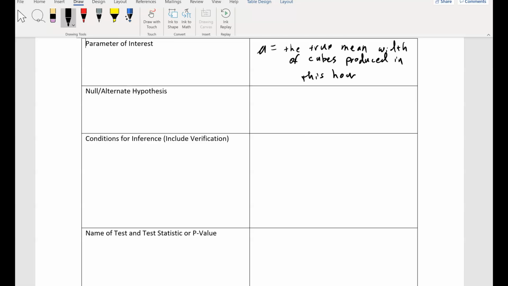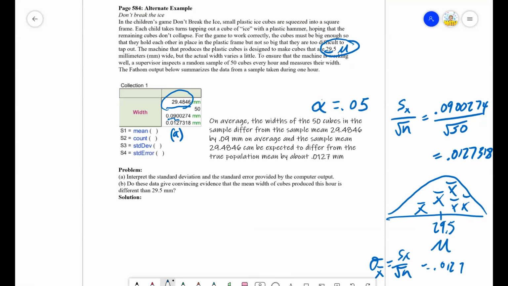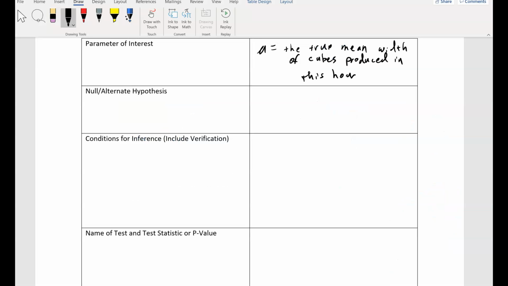Right? Because if we look at the question here, produced during this hour, they took a random sample of 50 cubes every hour, okay, and measured their mean width. So that's where our sample is coming from, so we want to specify. And I think we referenced this already. The null hypothesis is going to believe that they're making these cubes the way that they ought to, that the mean is 29.5. The game is not going to function the way it ought to if it happens to be different from 29.5. Doesn't matter if it's bigger or smaller, okay?